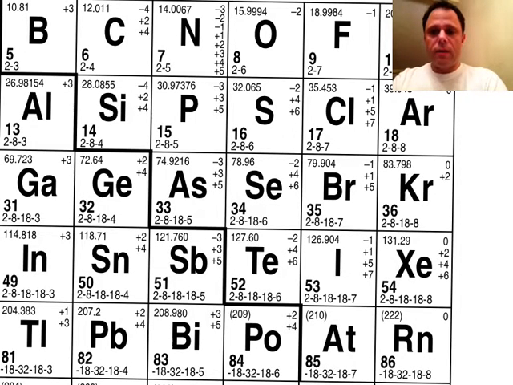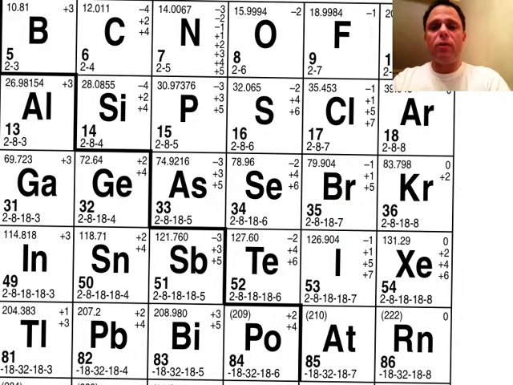Bromine. Now bromine in the non-excited state is 2, 8, 18, 7, right here. First energy level has 2 electrons. Second energy level, or shell, 8. Third, 18, and lastly, the valence shell has 7 valence electrons.